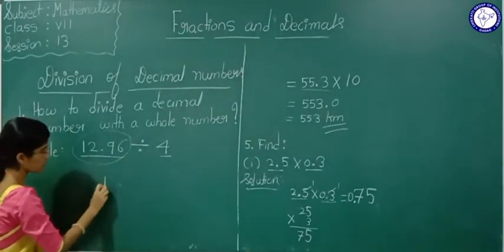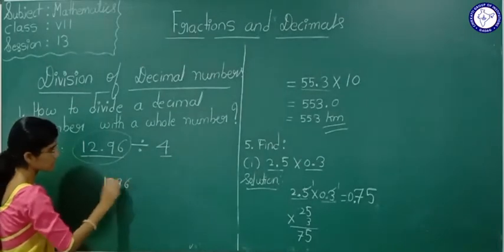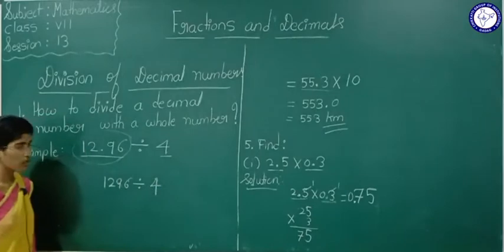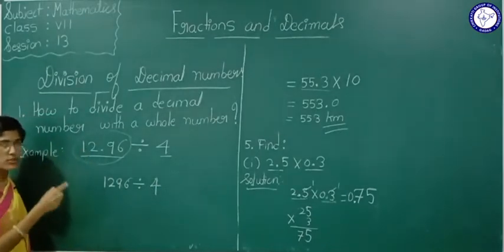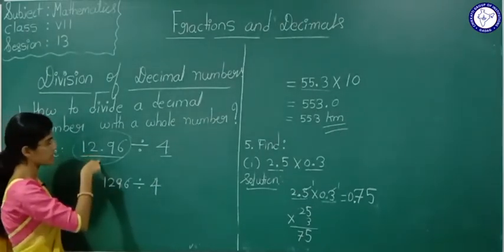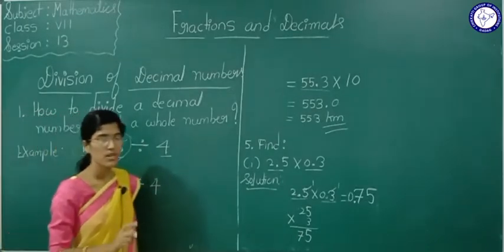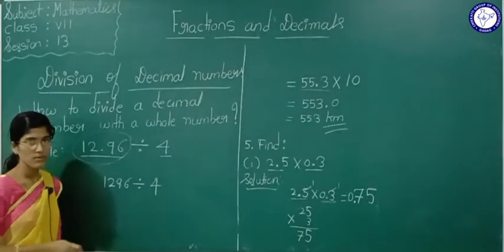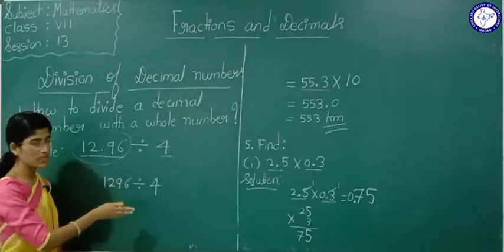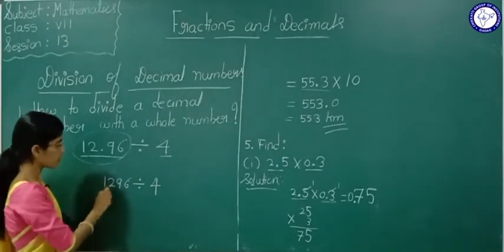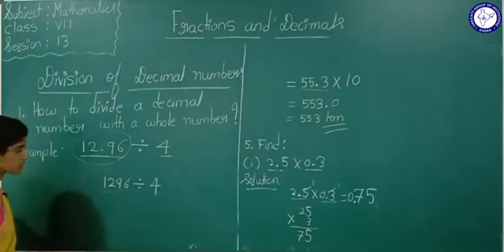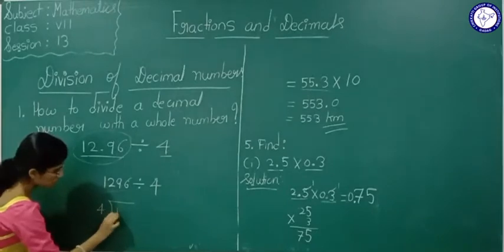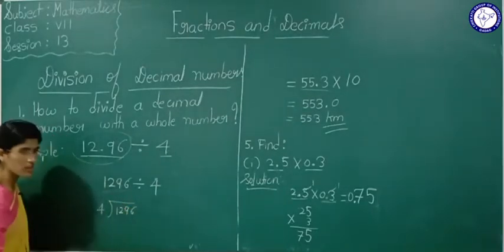It is 1296. What do you do? 1296 divided by 4 you do. Here, we are going to see how to divide a decimal number with a whole number. So take it as a normal whole number, that is 1296 divided by 4. Now do the division of this. How will you do the division?